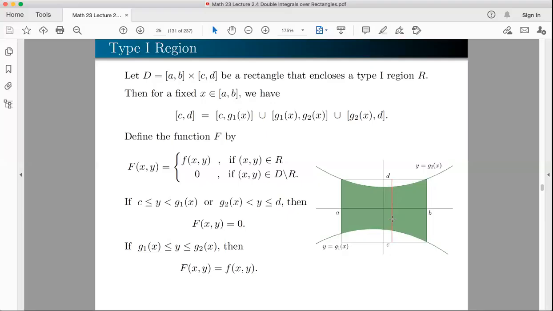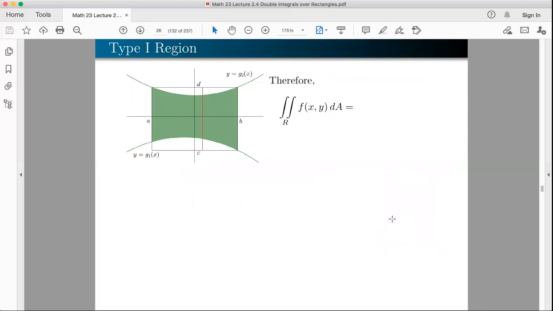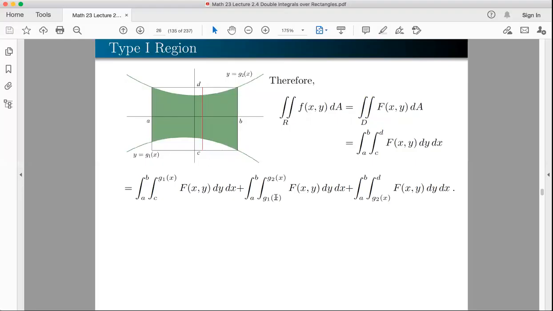So from here, we can set up our double integral. The double integral over R, we define that to be the double integral of big F over the rectangle. And as iterated integrals, it will be from A to B for the x values and from C to D for the y values. And take note that we can partition C to D as given earlier into C to G1 of x, and then G1 of x to G2 of x, and then G2 of x to D. So this iterated integral can be partitioned into a sum of 3 iterated integrals.